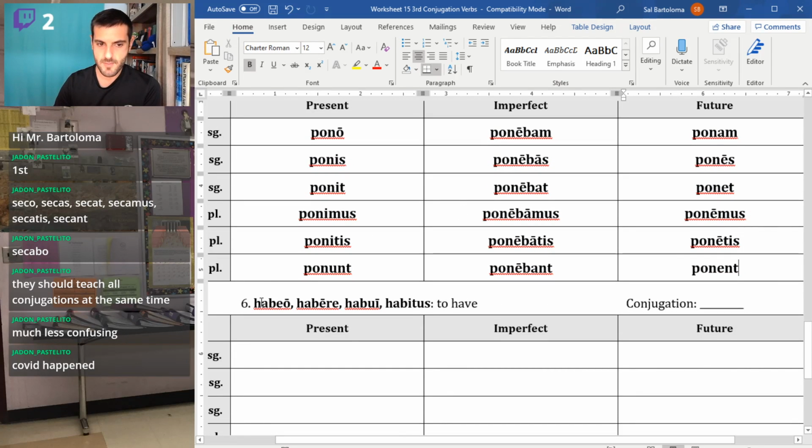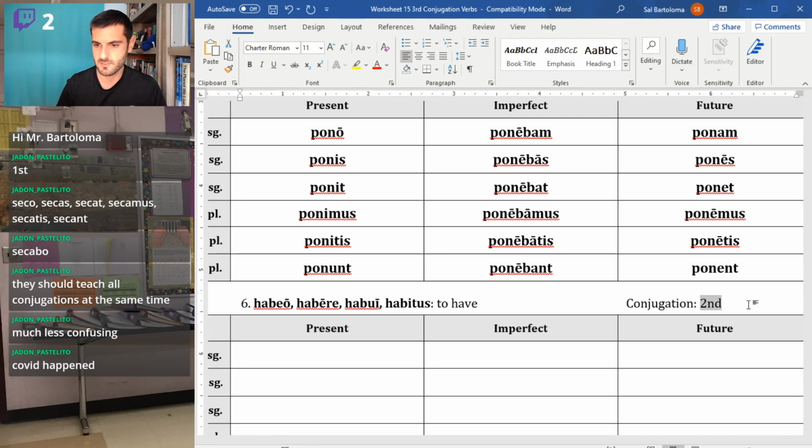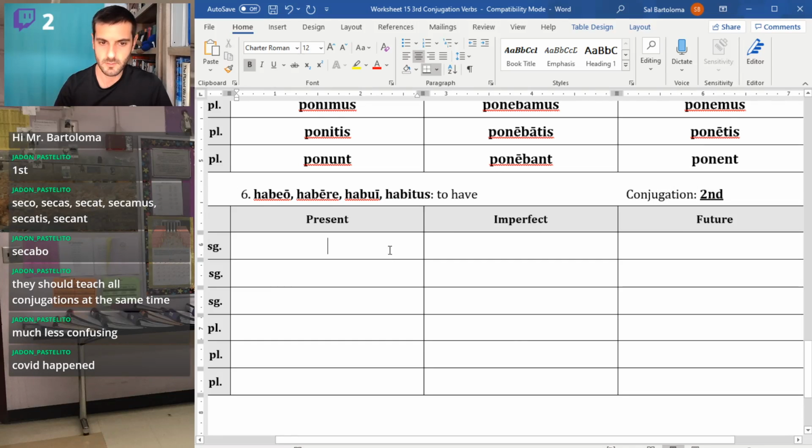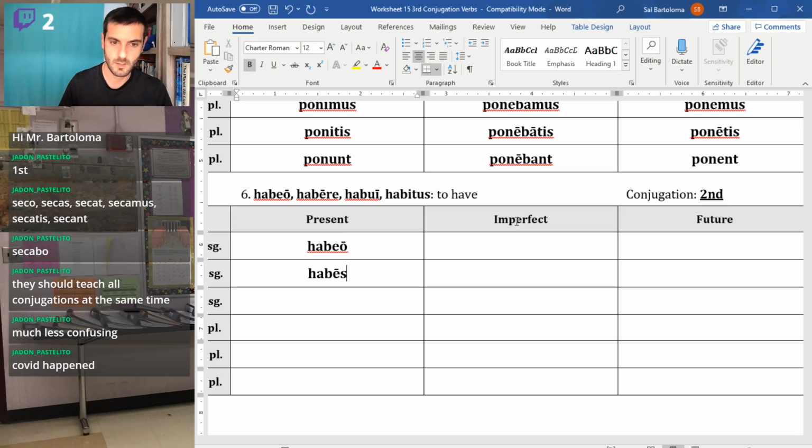And then the last verb we have here is habeo, habere, habui, habitus. So this is second conjugation, which means we take all this lovely third conjugation pattern stuff and we ignore it and we go back to what we know. Habeo, habes, habet, habemus, habetis, habens. So we just use the normal E that we would expect for second conjugation.